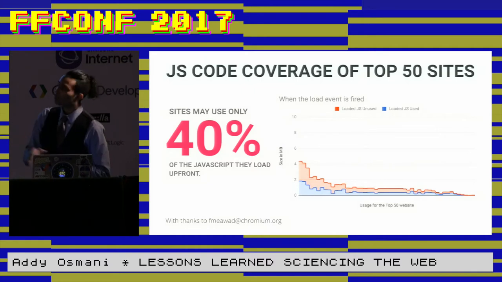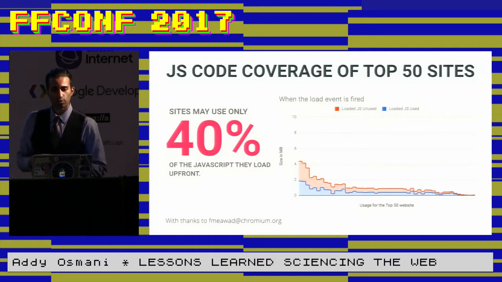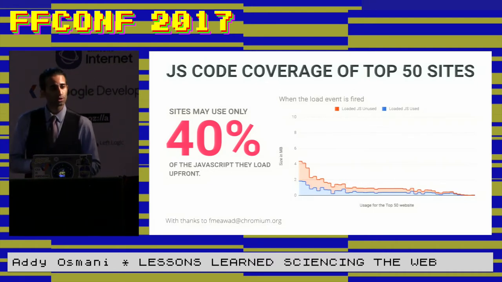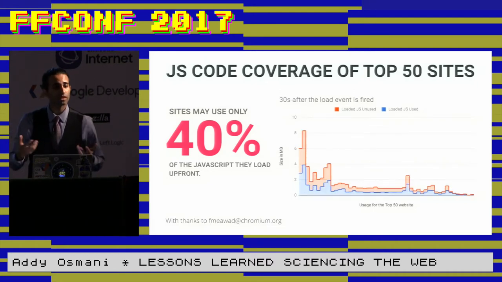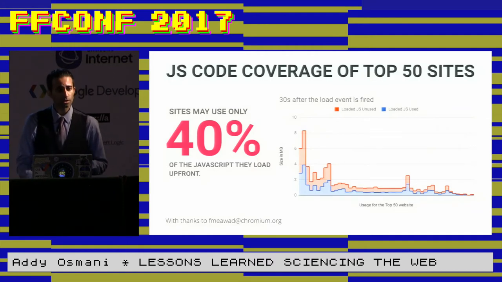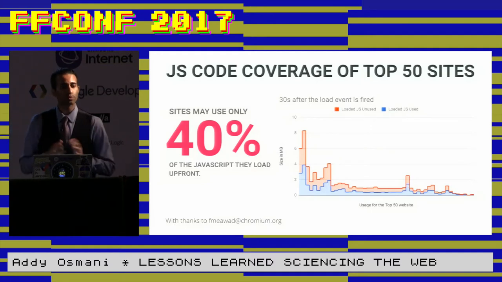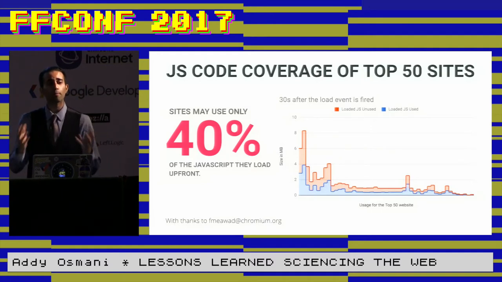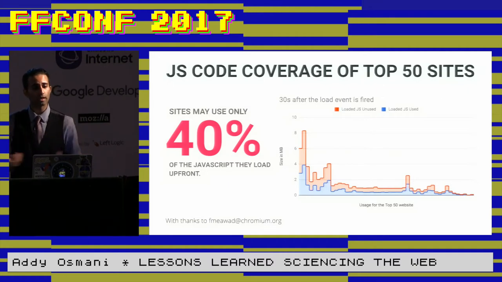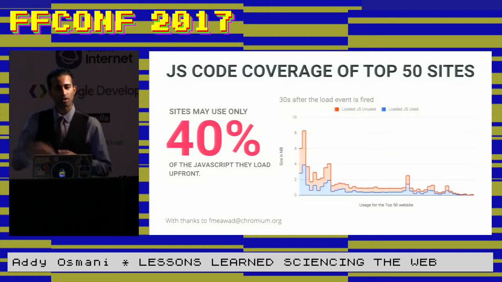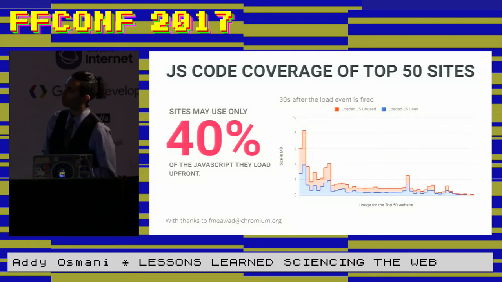Now, we thought it'd be interesting to take a look at the top 50 sites. So we ran code coverage on these on page load, and we found that pretty consistently across the top 50 sites, sites were shipping down and using less than 40% of the code that they were making you load. We took a look at this 30 seconds in to the user experience, and still, these numbers didn't really change. It was still about 40%. What this means is that there are opportunities for us to be better breaking up this work so that our users aren't having to pay with their data plans for code that they're not actually going to use.